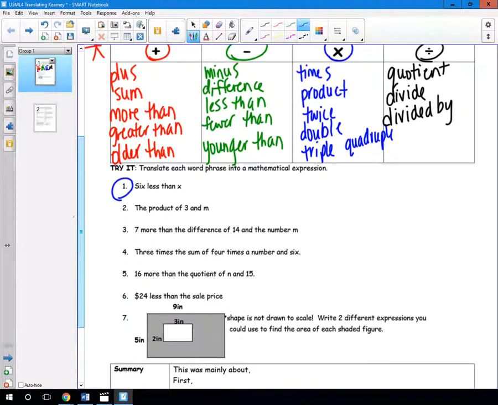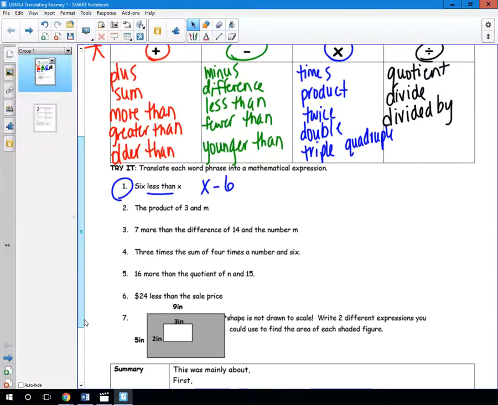So write that down. And then you're going to look for keywords and what does it say you're doing to X. If you work kind of backwards, it says 6 less than X. So we have X, and then how do I show 6 less than that? We would subtract 6. Okay? So then remember that keyword less than told me to subtract. Okay? So always locate that variable first and then kind of work your way out from there. Okay?